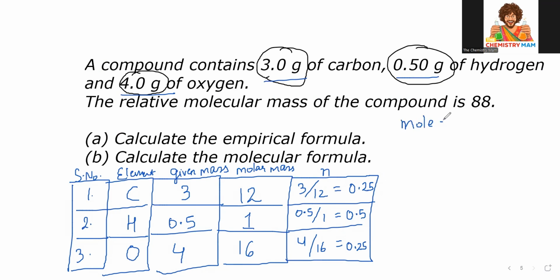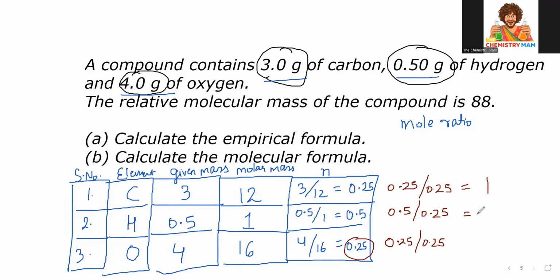It's time for the ratio. For ratio, I've told you, whichever is the smallest mole, divide all the moles by that particular mole. The smallest mole I can see is 0.25. So divide all the moles by 0.25. Over here, 0.5 divided by 0.25, and over here again, 0.25 divided by 0.25. And I can clearly see that it is 1, 2, 1. So it is automatically coming out in terms of simplified whole numbers.